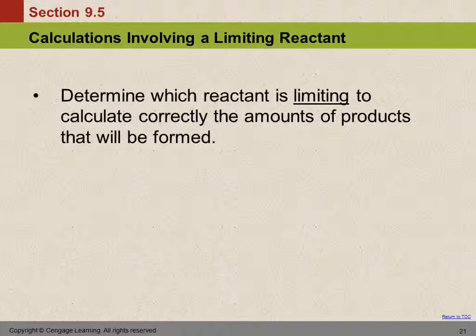So when we have a situation like that, which is usually how the situation is, because just like in cooking, it's really hard to get exactly the right amounts of everything, we need to determine which reactant is limiting in order to correctly calculate the amount of products. Just like with the sandwiches. We've got all this meat, cheese, and bread. To figure out how many sandwiches we can make, we need to find out which one is going to limit, which one's going to run out.